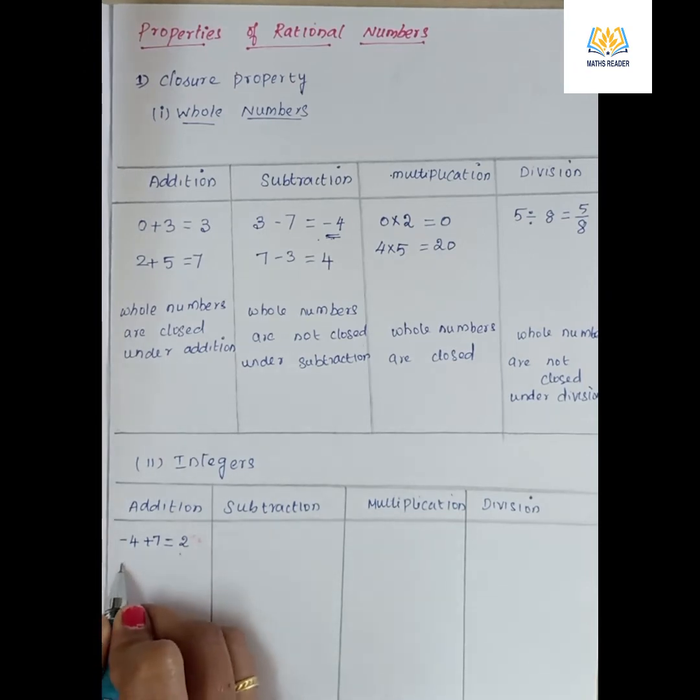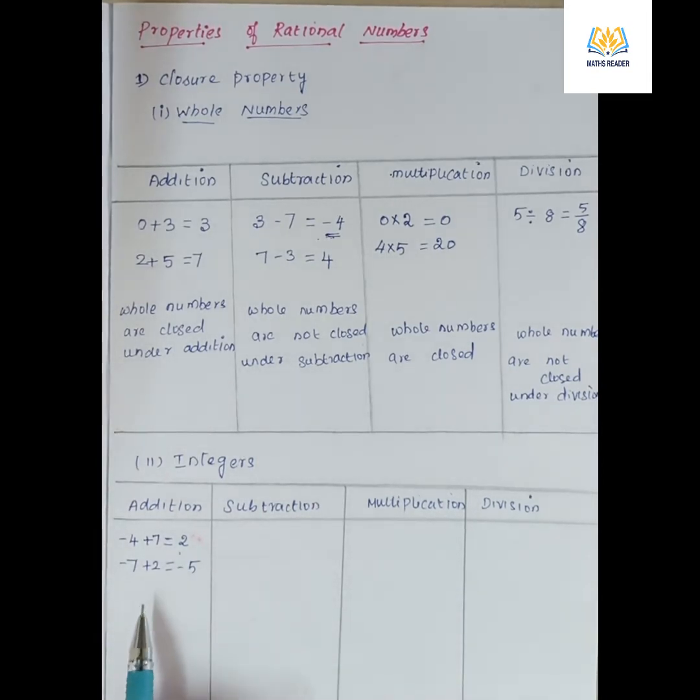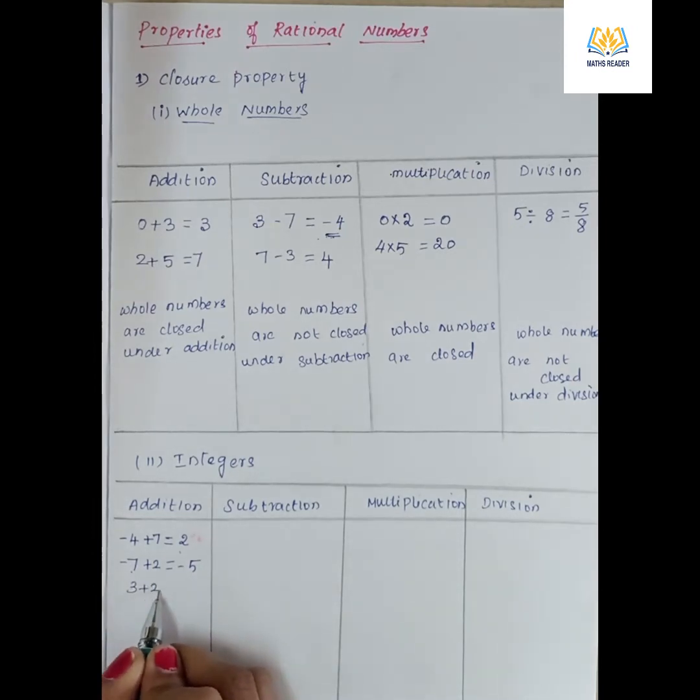Next, another example: minus 7 plus 2. Now the answer is minus 5. So this also: minus 7 is an integer, 2 is an integer, and minus 5 is also an integer. Next we will consider two positive numbers. 3 plus 2 is equal to 5. So this is also an integer: 3 and 2 are integers, 5 is an integer. So addition satisfies the closure property. So integers are closed under addition.